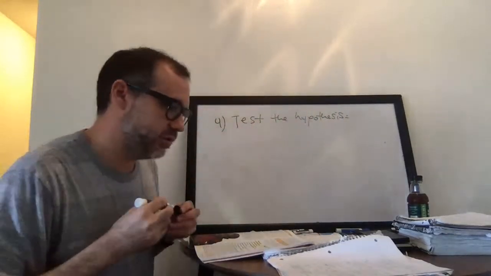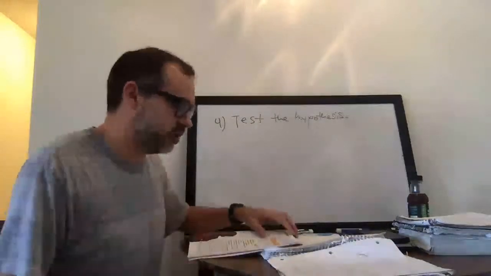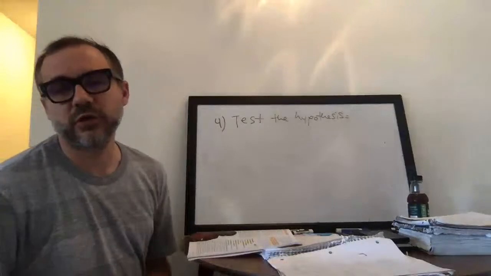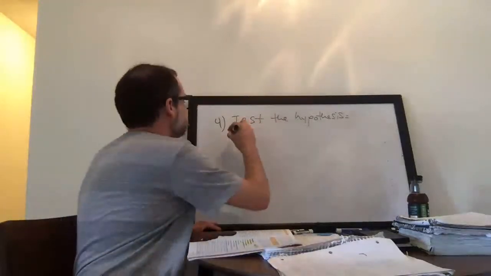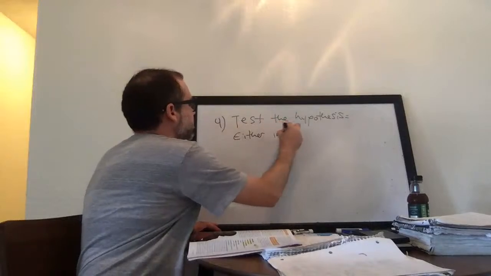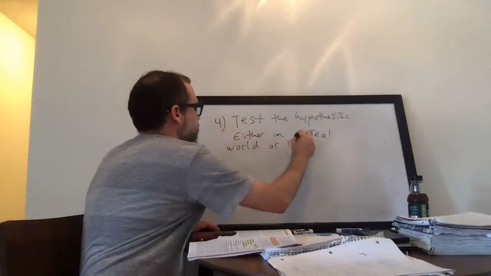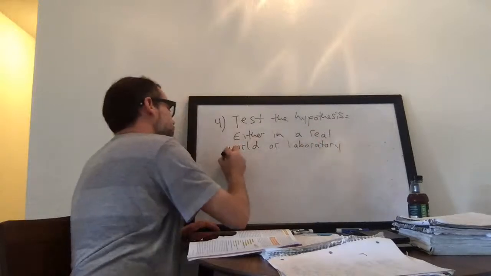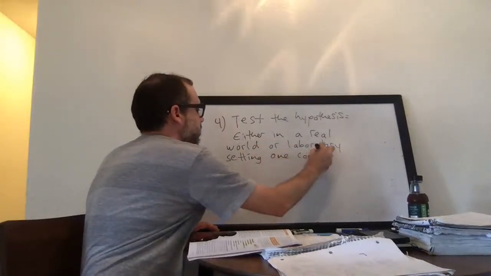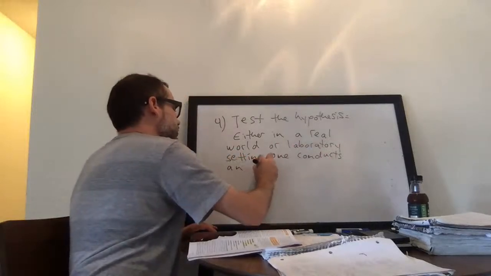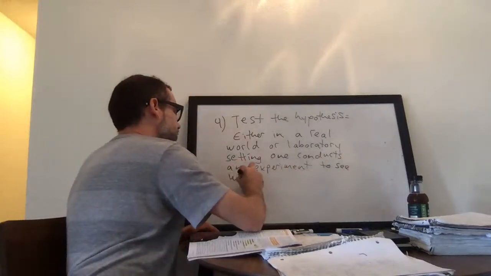So when you test a hypothesis, what you do is, either in a real world or a laboratory setting, you conduct an experiment which can be used to either confirm or disconfirm the hypothesis. One conducts an experiment to see whether the hypothesis is correct.